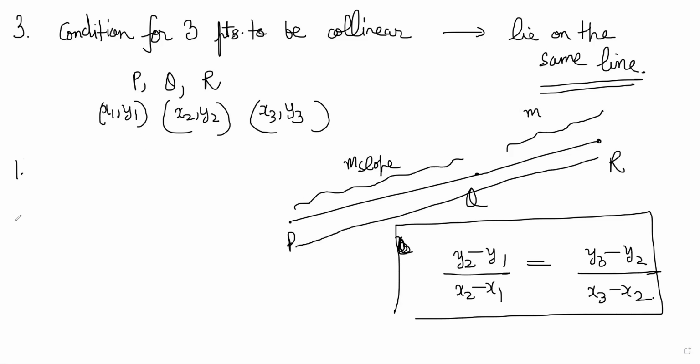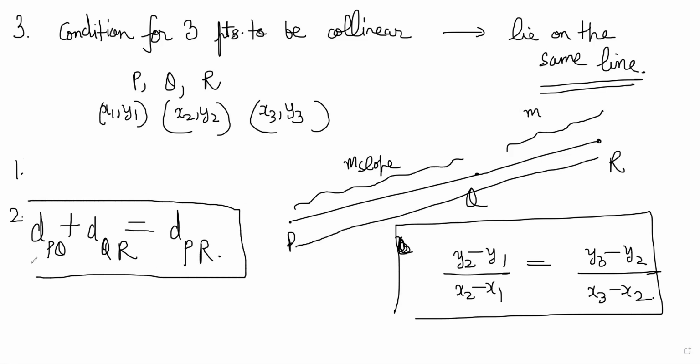The other way is, you can also say distance PQ plus distance QR should be equal to distance PR, right? If you know the order of P, Q, R, only then you can write it like this. If you don't know which order they are in on the line, then obviously this will be wrong. So the best way to do this is to write the slope equation. If slopes are the same, then the points are collinear, correct?